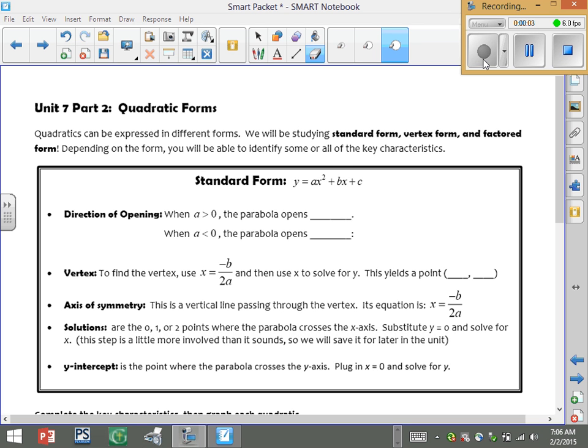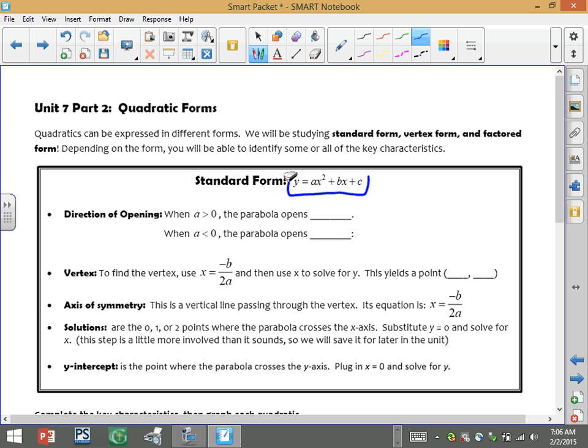This video takes a look at using the standard form of a quadratic. The standard form of a quadratic is when you have ax squared plus bx plus c. A, b, and c are numbers, right? If you have a positive number at the beginning, that parabola is going to open up. And if a is less than 0, or negative, it's a parabola that opens down.